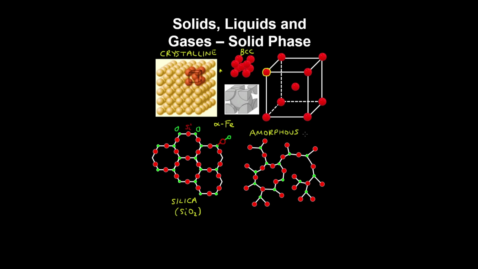And here is an example of amorphous silica, which is also silicon dioxide. And you can see that the structure is not regular over large interatomic distances. And these are used in different applications.